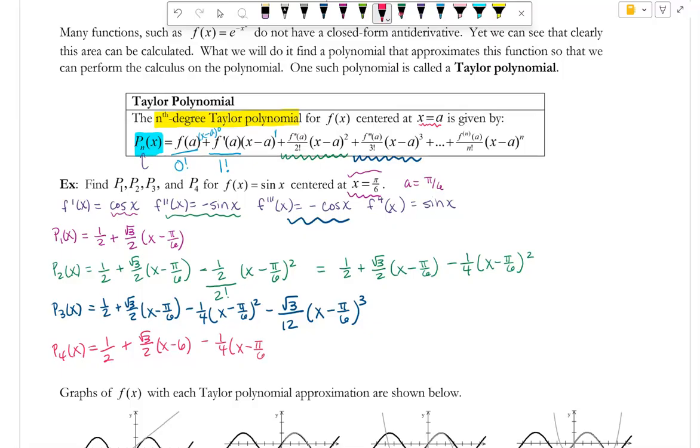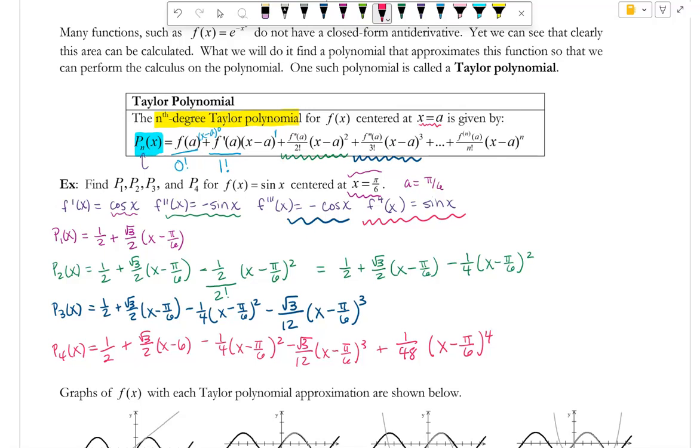All right, so I'm up to my second degree here. This was root 3 over 12 times x minus pi over 6 cubed. That's my third degree. And then when I get to my fourth degree, I need my fourth derivative, which is sine of x. I'm going to evaluate that at pi over 6. So the sine of pi over 6 is 1/2 again, but we now have to divide that by 4 factorial. And remember, if 3 factorial is 6, 4 factorial is 24, 3 factorial times 4. So this really becomes 1/48. And then I would have x minus pi over 6 to the fourth power.